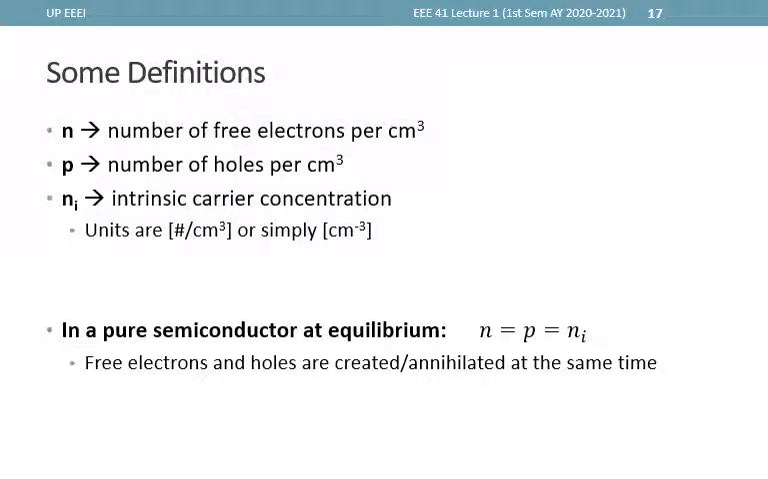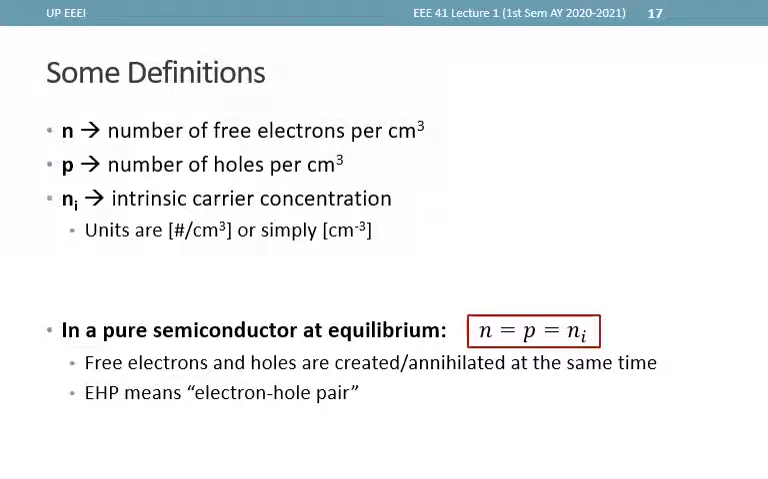Since free electrons and holes are created or annihilated at the same time, with our pure semiconductors N and P will always be equal to each other. And if we let it reach equilibrium, then that will be N sub I, or the intrinsic carrier concentration. Something to remember: when we say EHP, we mean electron hole pair.